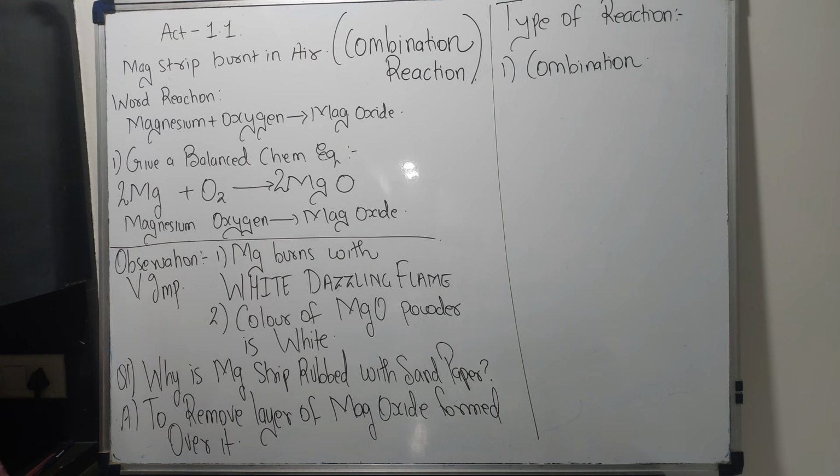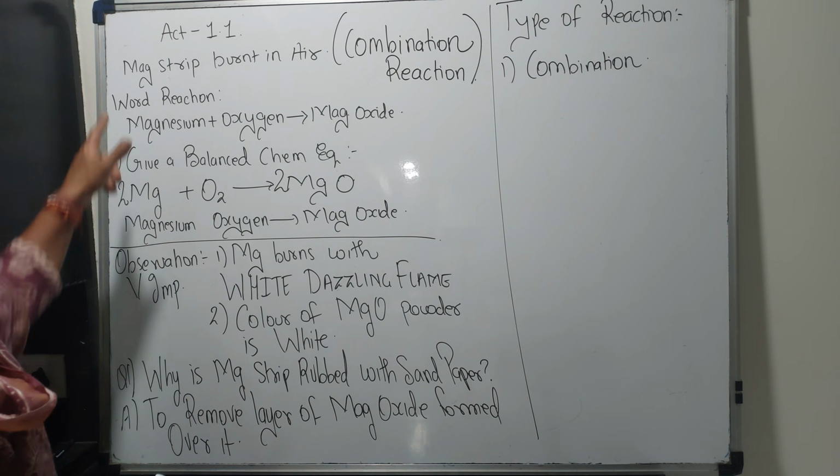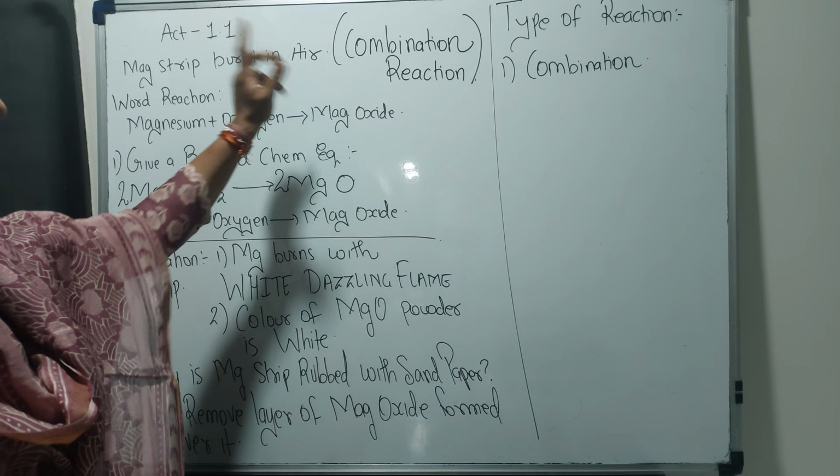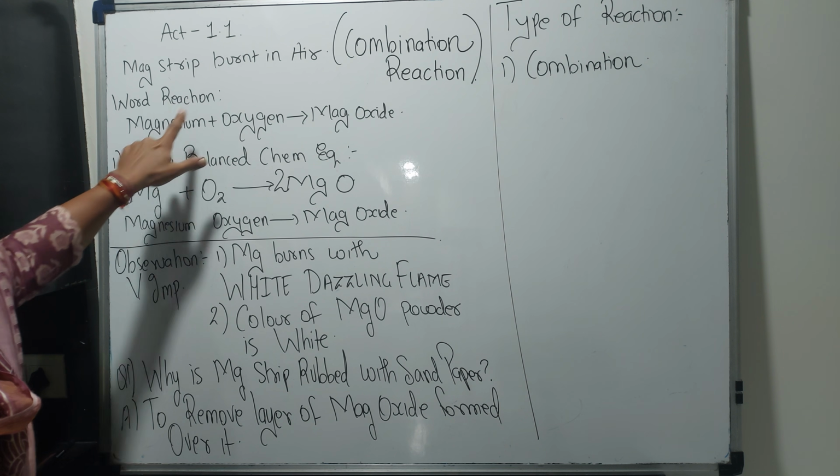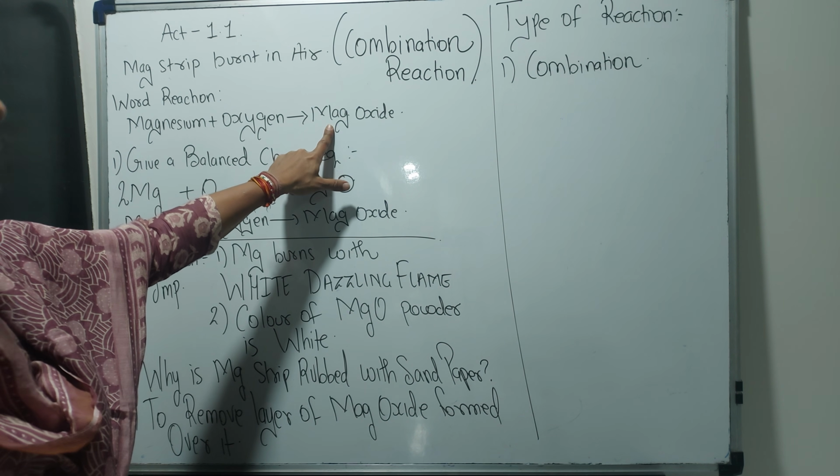Children, today we begin with the first activity of 10th standard syllabus, activity 1.1. The reaction is when magnesium strip is burnt in air. Now, this becomes the word equation. Magnesium plus oxygen gives magnesium oxide.